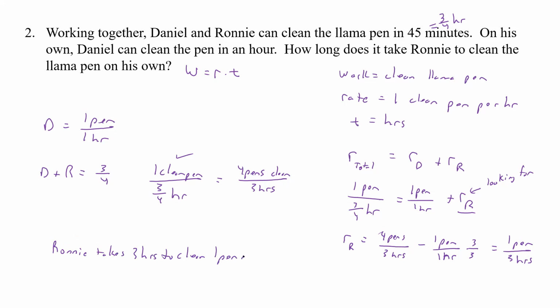Okay. So quite a while to clean the llama pen for Ronnie, whereas Daniel cleaned it quite quickly in relation to that. Okay. And so here we could have left it as one pen over 3/4 of an hour, and then we could have got a common denominator again and done all that. And we still would have ended up with one pen per 3 hours because we had the common denominator of 3 hours.